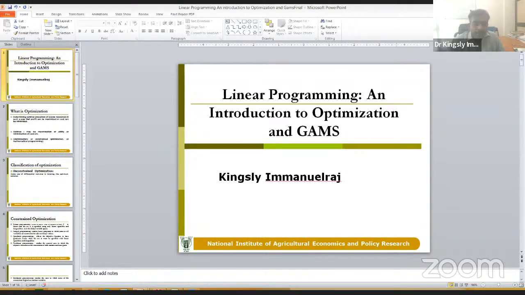So only focus on those variables which are limited. I told you that there are two things to remember. One is your objective function, that is maximizing net revenue. The other is our resource constraint: one is the labor resource requirement, another is the land resource requirement. These are the two things.